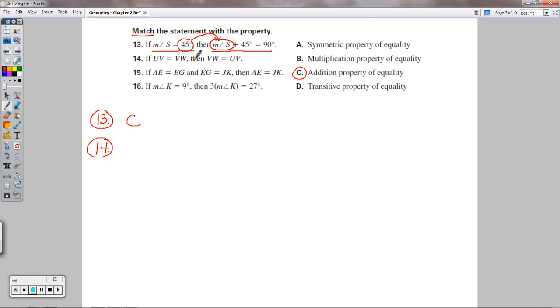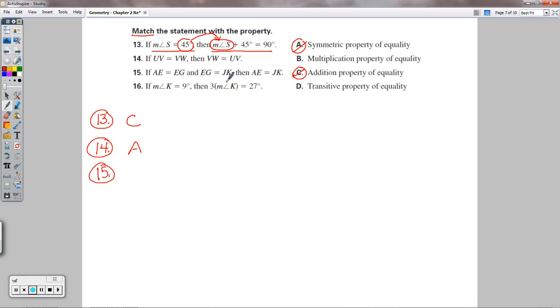Number 14, if UV equals VW, then VW equals UV. What would that be? It looks like you're switching the two things around, but they're still the same statement, just with the things flip-flopped. That is the symmetric property of equality right there. So that would be choice A. So we've used A, we've used C so far. B and D seem to be left.